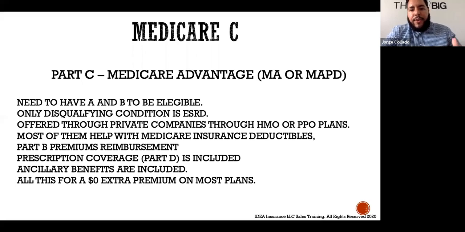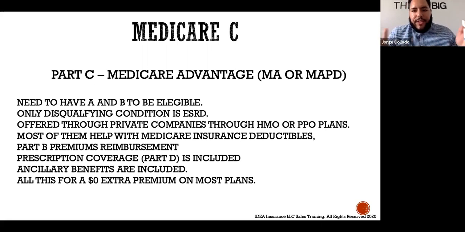They are offered in HMO or PPO type of plans, usually like an employer plan where you pay a copay and you have a network. Most of them will help with Medicare insurance deductibles, Part B premium reimbursements, prescription coverage is included at no extra cost in most cases, and they give you a lot of ancillary benefits that are not available with original Medicare.